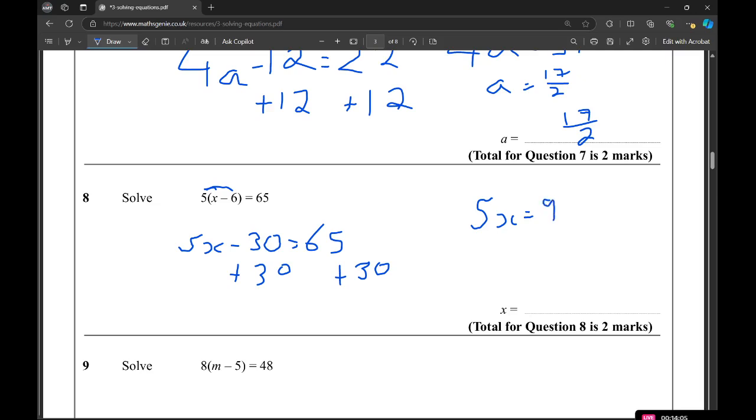So that'd be 95. Dividing by 5 on both sides.